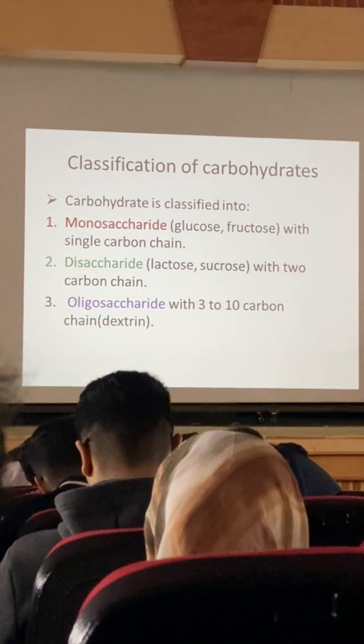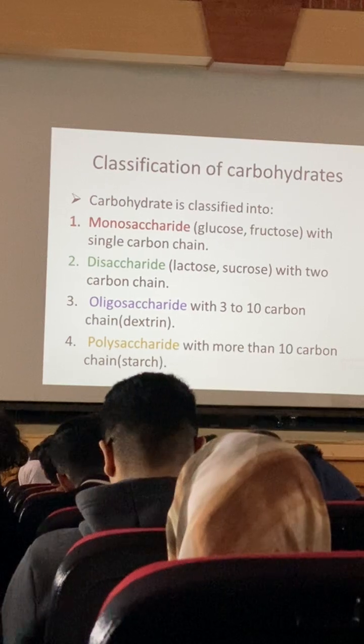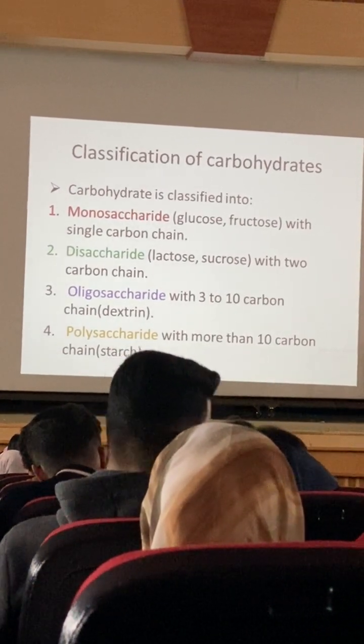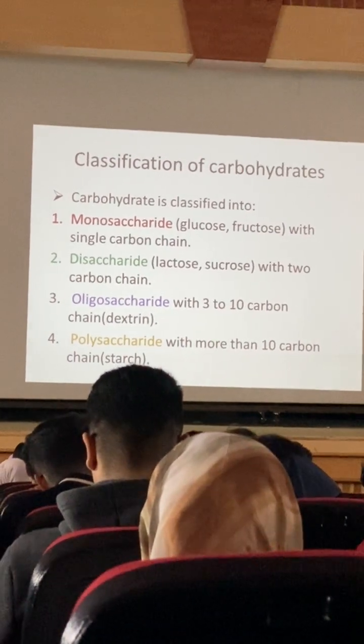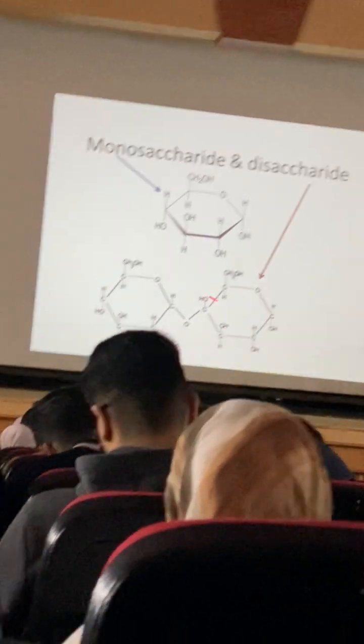More than 10 is called a polysaccharide. More than 10 carbon chain together is called polysaccharide, like starch, which is a very complex form of the carbohydrate, has more than 10 carbon chain. This is a structure of the monosaccharide and disaccharide.